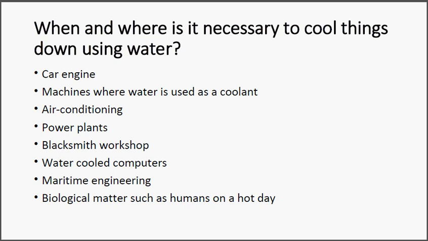And then we've got biological matter, such as humans on a hot day. What I'm talking about is sweat, just the principle of cooling. If you're in a dry climate and it's very hot, your glands will produce sweat and water droplets, and this will cool down the body. It's trying to make sure that your body is kept at 36 centigrade and doesn't go beyond that.